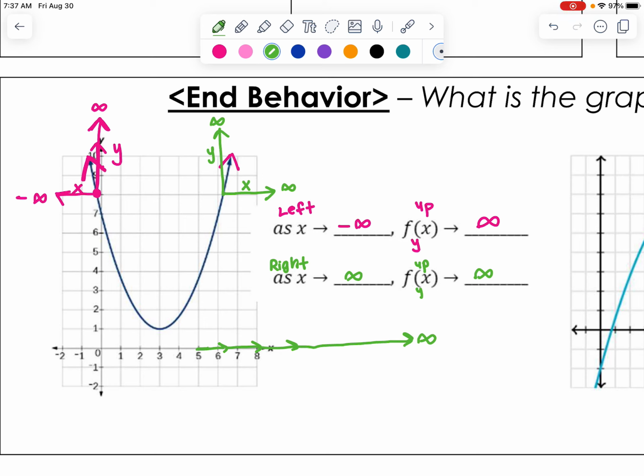Now, the graphs that we look at always have two ends, one end on the left and one end on the right. So in this part of your end behavior, as x approaches, one will always be positive and one will always be negative. One will be on the positive side of the graph, one on the negative side, and then it's really the y values that we need to determine.